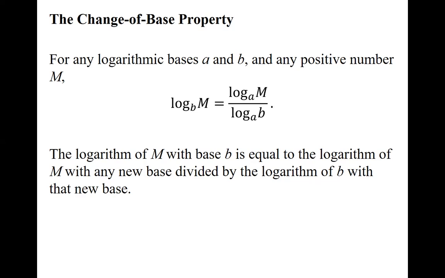The logarithm of m with base b is equal to the logarithm of m with any new base divided by the logarithm of b with that new base. So when I'm saying big number, little number, I mean physically big and physically little. Nothing to do with their absolute values or anything like that. The log of the new base of the big number over the log of the new base of the little number.